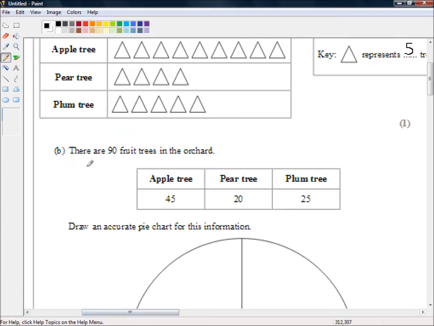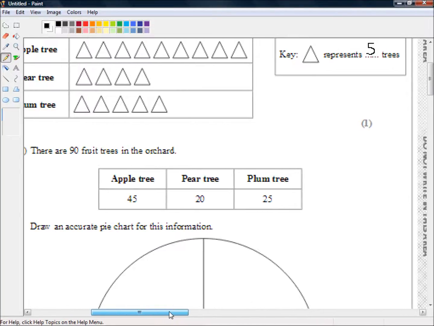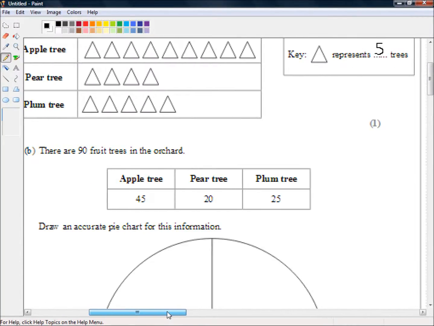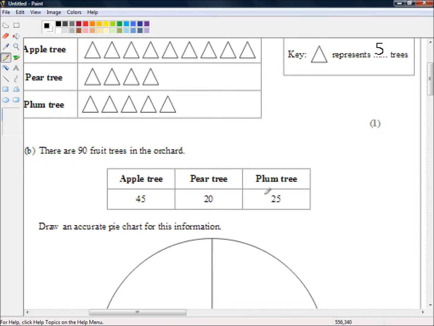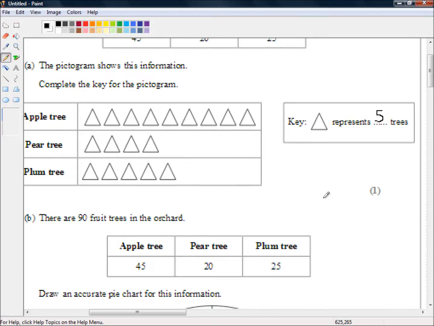Okay, part B says there are 90 fruit trees in the orchard. Draw an accurate pie chart for this information. Okay, so 90 trees represent 360 degrees in a pie chart. So 360 degrees corresponds to 90 trees.